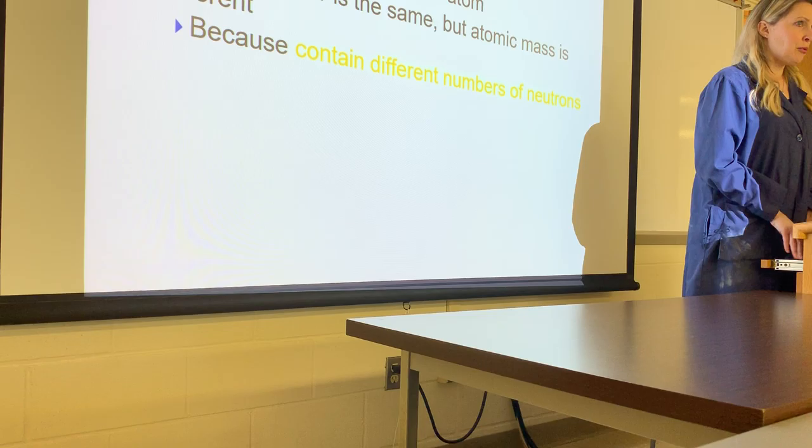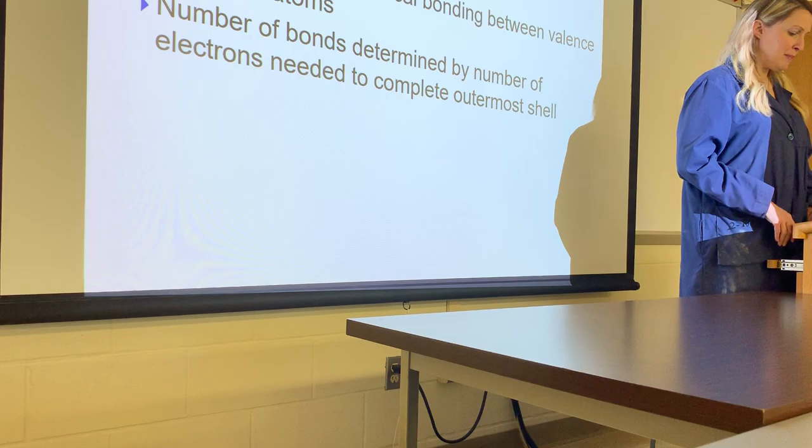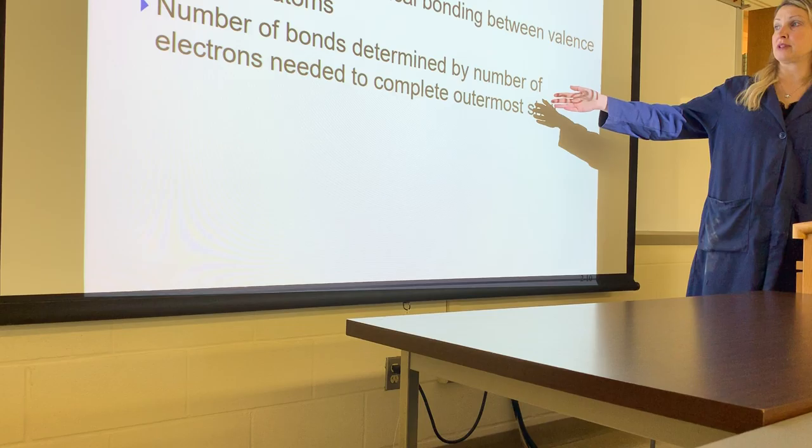All right. So chemical bonding. Basically, we know that molecules form chemical bonds between valence electrons. The number of bonds, as I mentioned earlier, is determined by the number of electrons you need to complete the shell.